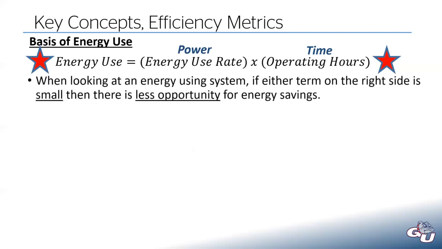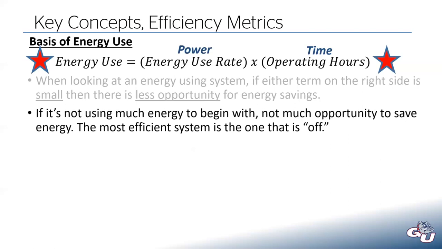So if we're looking at an energy using system and we're thinking about this equation, if either of these terms, power or time, is small, then there's going to be less opportunity there for energy savings. The reason being, if that system that you are looking at isn't using a lot of energy to begin with, then there's not going to be a lot of opportunity there to save energy. And a common refrain around our office is the most efficient system is the one that is off. It's not using any energy.